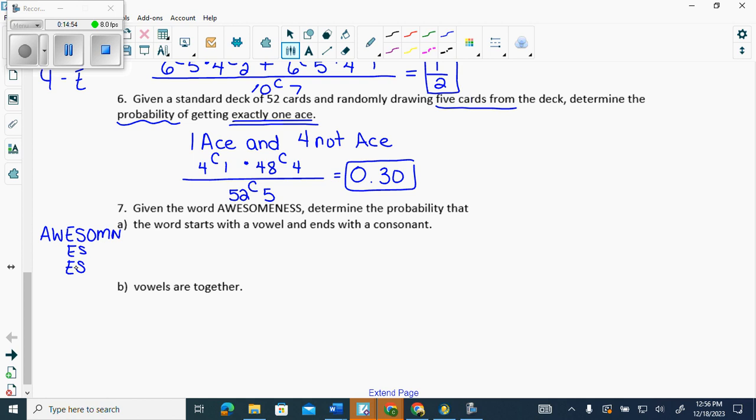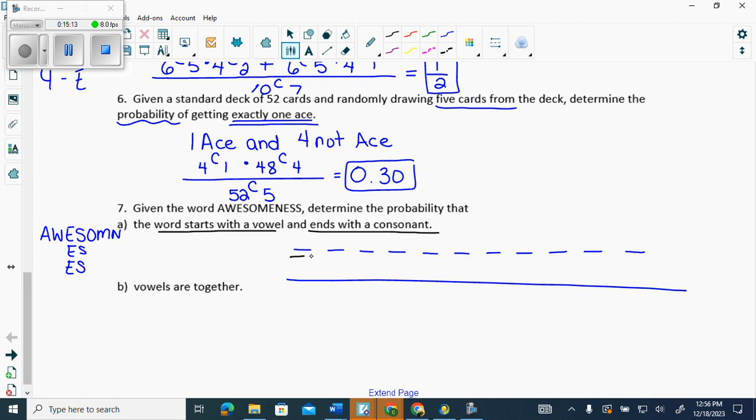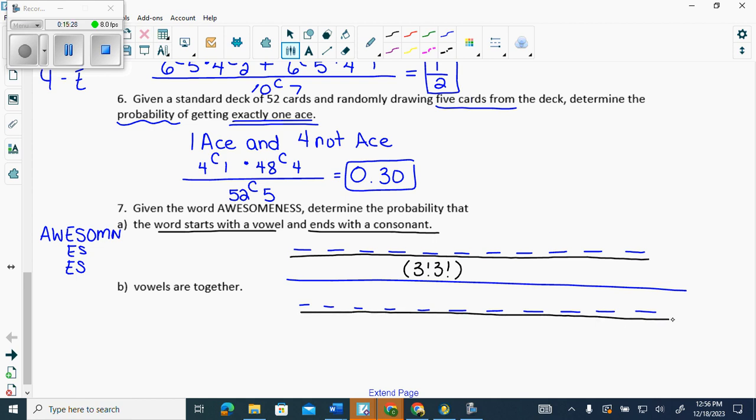So this one here says the word starts with a vowel and ends with a consonant. The probability. So how many letters in awesomeness? 1, 2, 3, 4, 5, 6, 7, 8, 9, 10, 11. So I'm going to have 11 blanks. And then on the bottom of this one, I'm going to have 3 factorial, 3 factorial. Then I'm going to have total no restrictions, 11 blanks, and on the bottom, I'm going to have 3 factorial, 3 factorial.